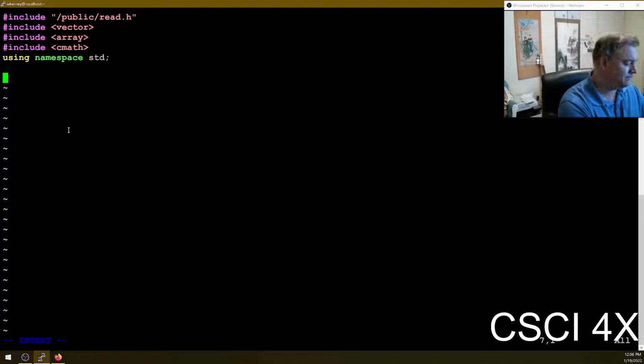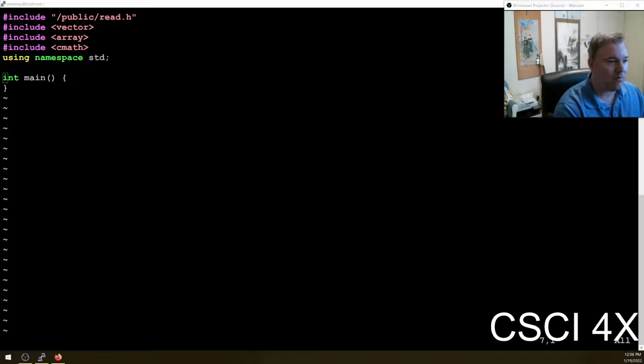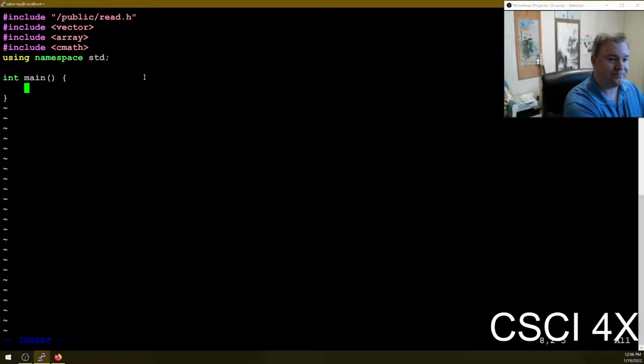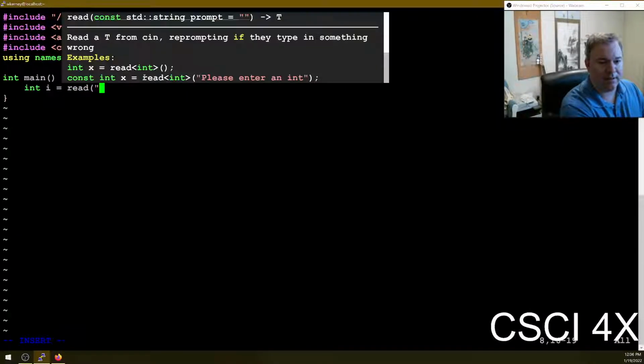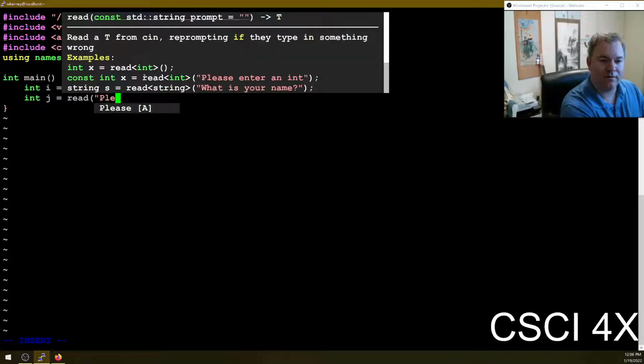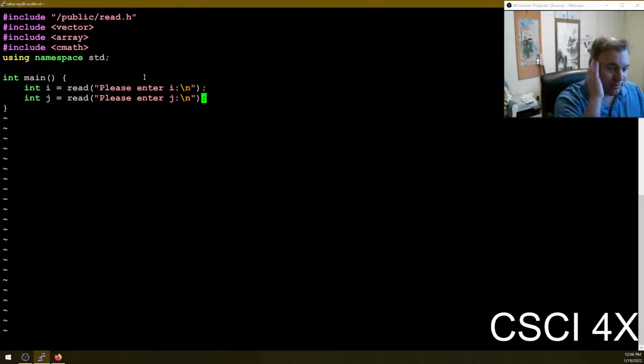Okay, so in main, if we're going to do top down, then we're going to start at the highest level, which is the summation. So int i equals read. Please enter i. I don't remember exactly what the syntax is. Please enter j. So we're going to read an i and j.